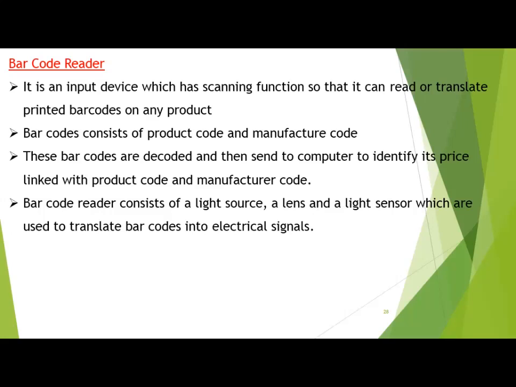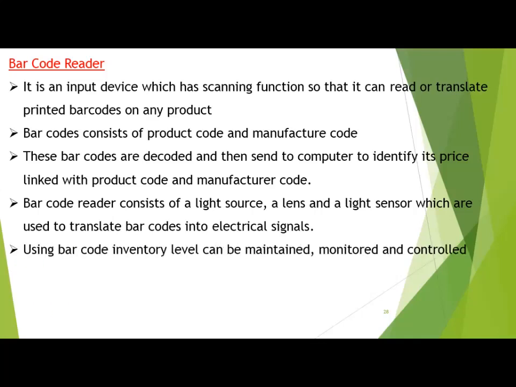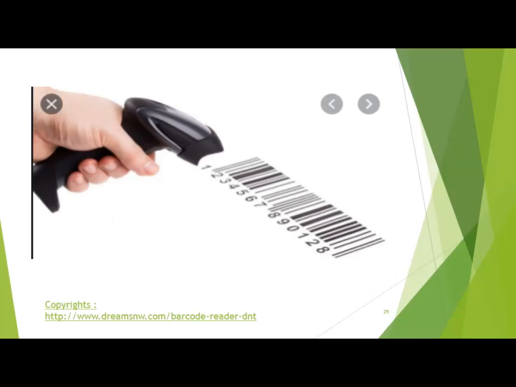A barcode reader consists of a light source, a lens, and a light sensor, which are used to translate the barcode into electrical signals. Using barcodes, inventory levels can be maintained, monitored, and controlled. This is a very useful device, I told you. So you can control especially your stock of goods. Barcode readers are used mainly in libraries and stores. You can see the barcode is being decoded by the barcode reader and then translated into a product code and manufacturer code, and using these codes we can identify its price.